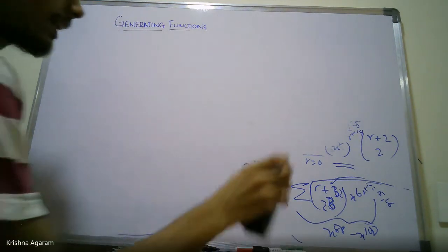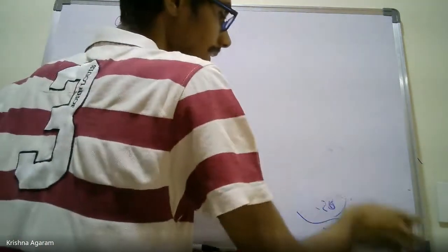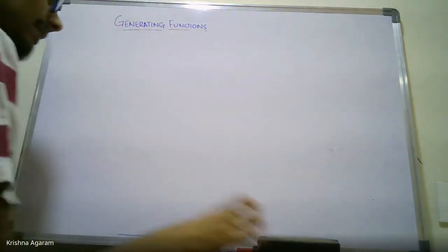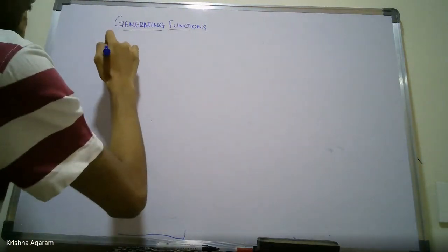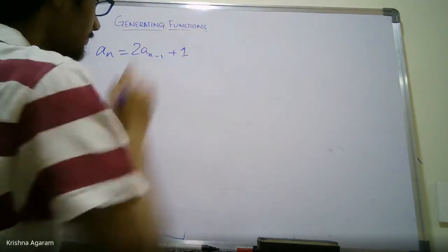Okay. So now we're going to do recurrences, the other thing that was intended to be covered. Suppose I say a_n is 2a_(n-1) plus 1.